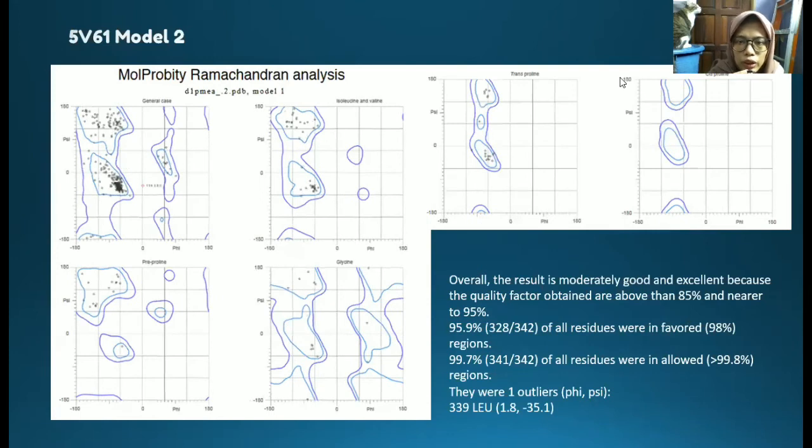For the 5B61 model 2, overall the result is moderately good and excellent because the quality factor obtained is above 95% and nearer to 95%. There is 95.9% from the 328 of all residues in the favoured 98% region, and there is 99.7% from 341 of all residues in the allowed 99.8% region. There was only one outlier, which is the 339 leucine.